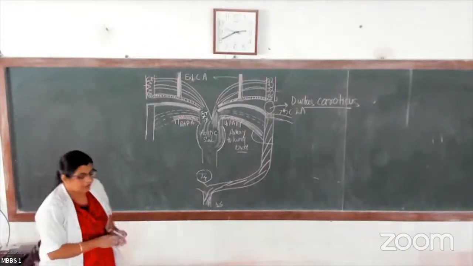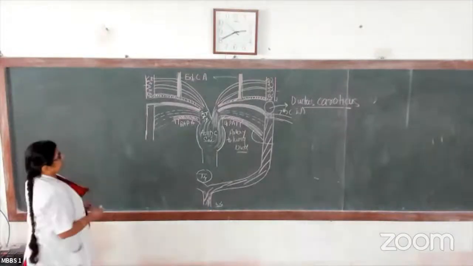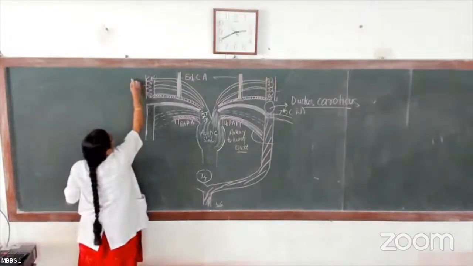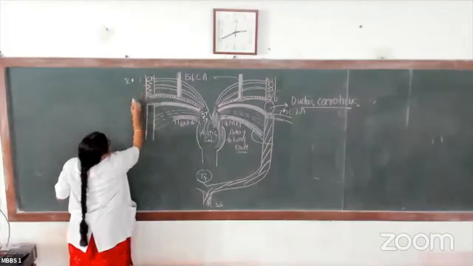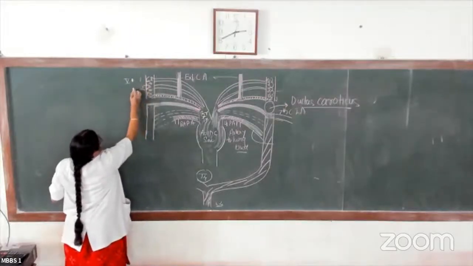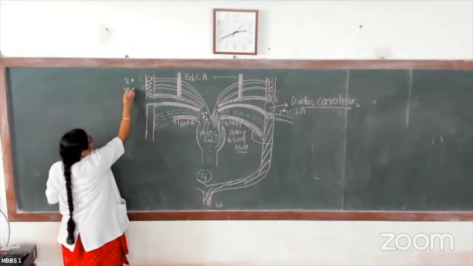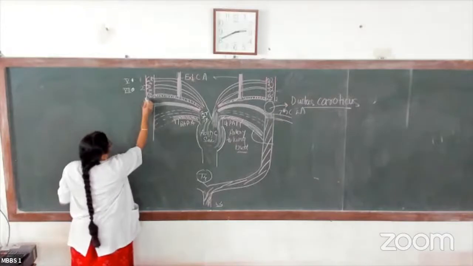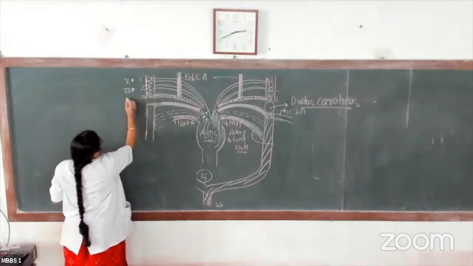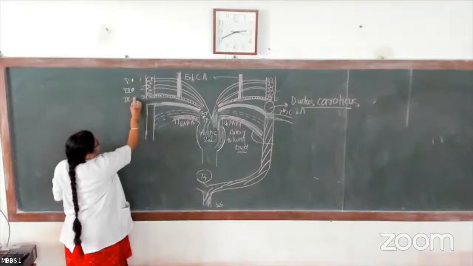Now coming to the nerves, how they are related to the various arches. The first arch is supplied by the fifth cranial nerve. Then the second arch is supplied by the seventh cranial nerve, which is the facial nerve. The third arch here is supplied by the ninth cranial nerve, which is the glossopharyngeal nerve.